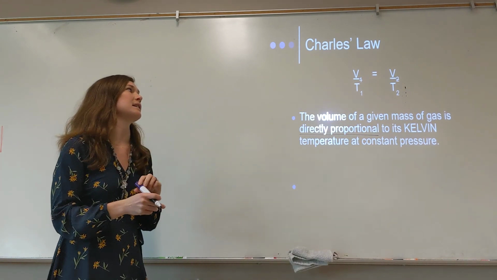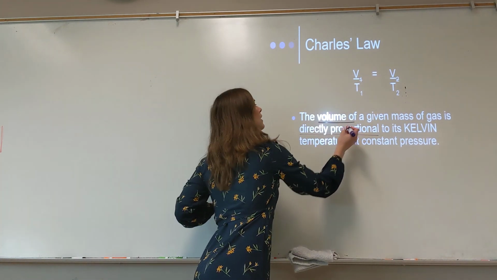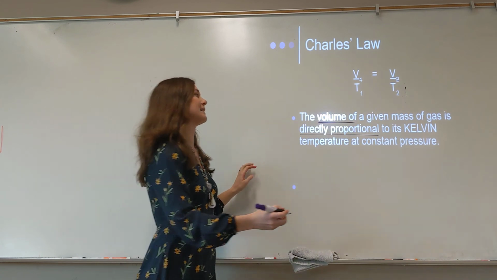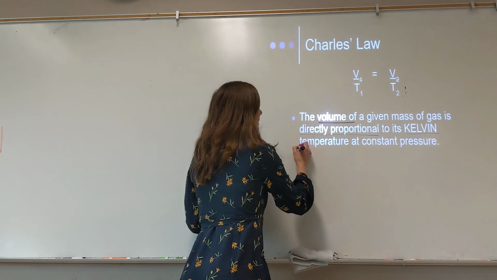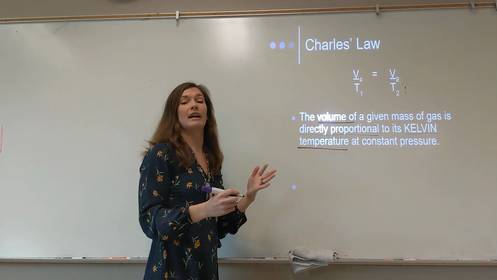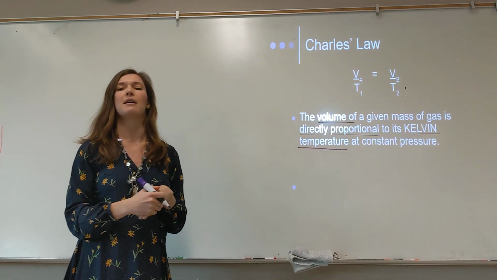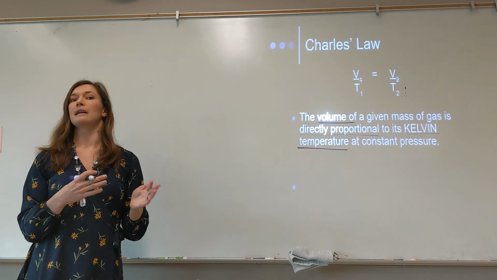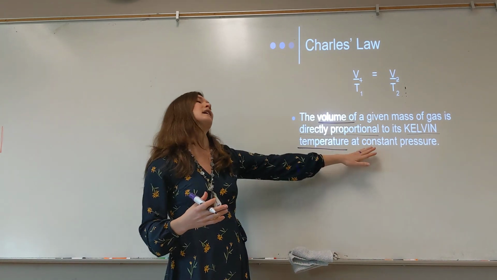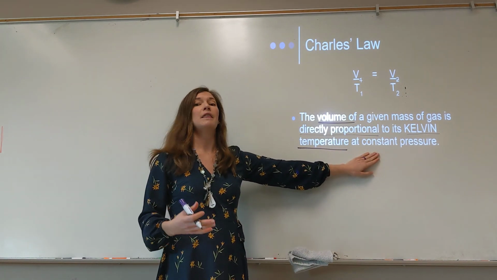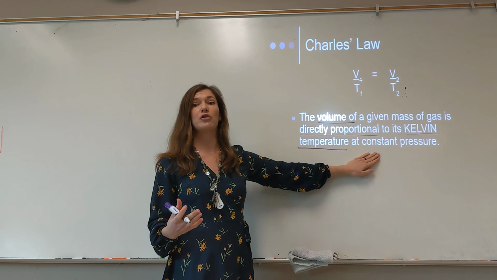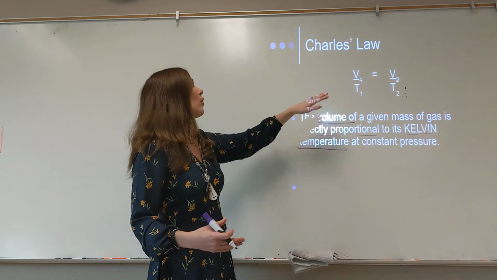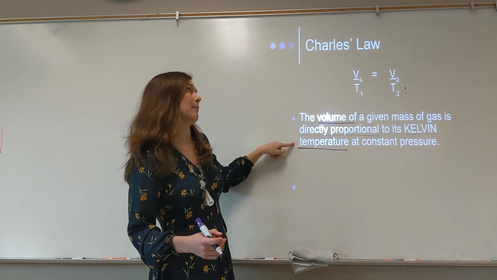So Charles' law states that the volume of a given mass of gas is directly proportional to its Kelvin temperature. All right, and at constant pressure. So what that means is that pressure will not be included in our problem, or it will give us the same pressure twice, or it will tell us again that pressure is constant, meaning that we will not have to include it in our equation. You'll notice that our equation does not include pressure. We only have volume and temperature.